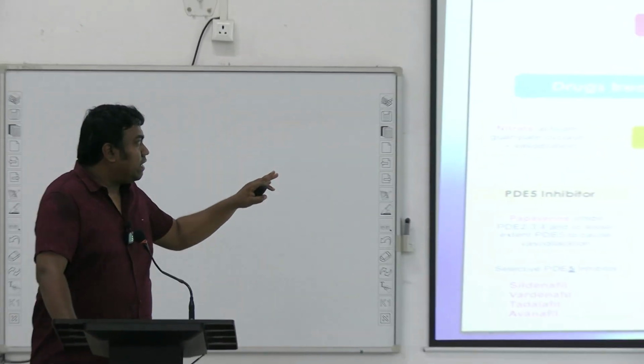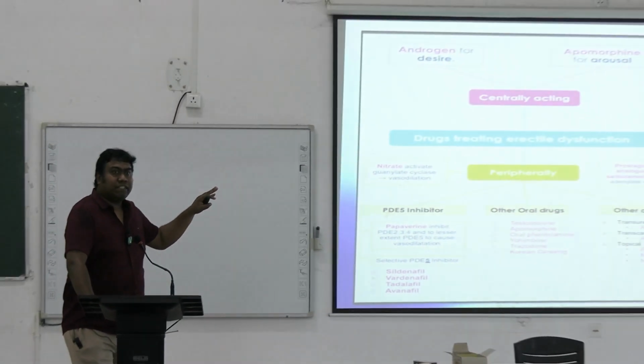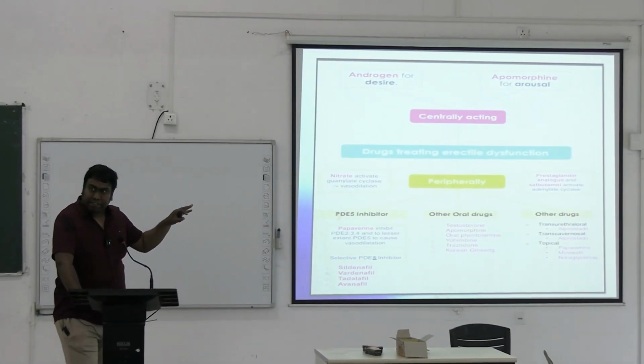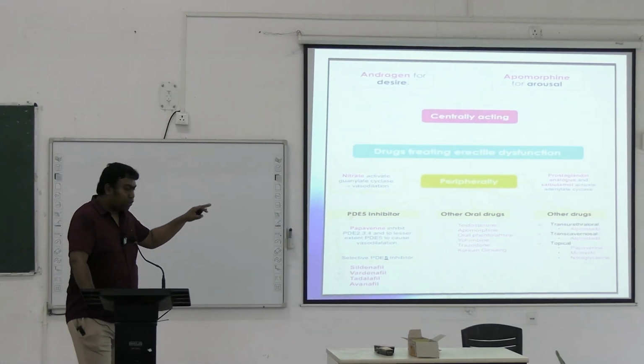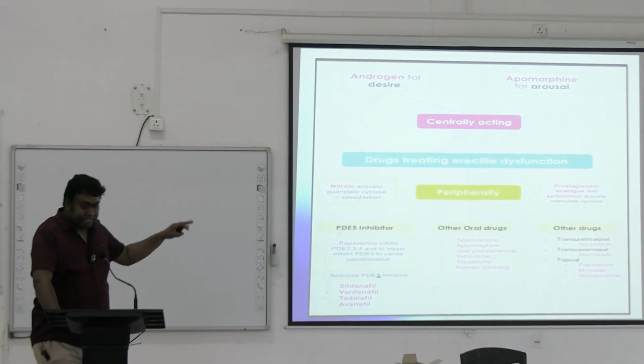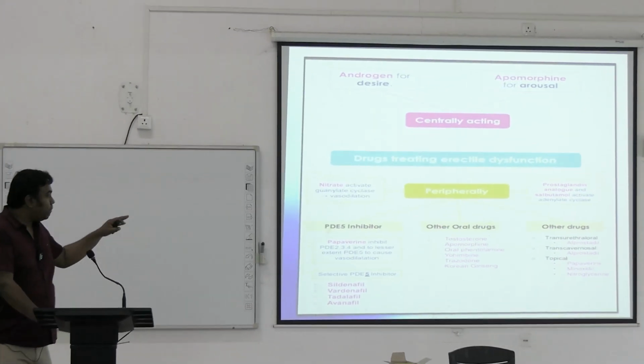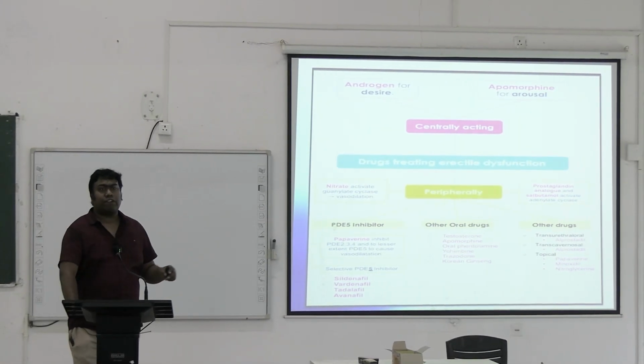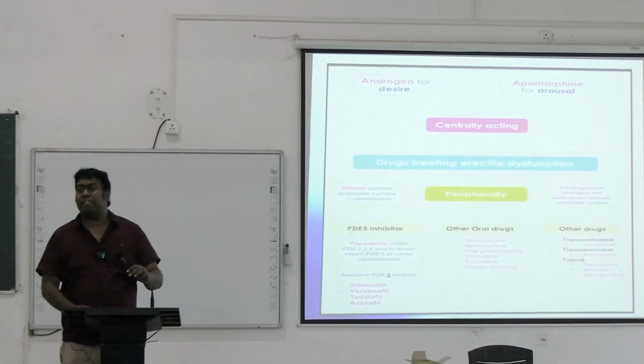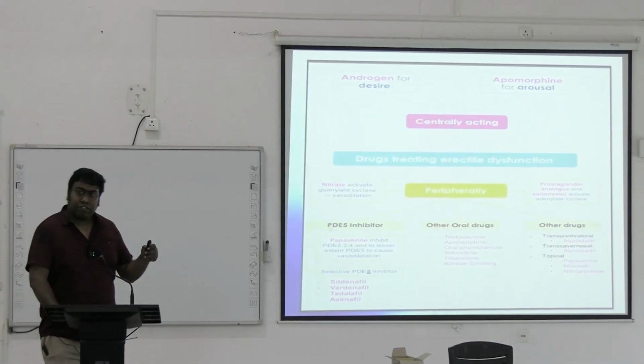Phentolamine. It is yohimbine. Then some locally acting drugs like alprostadil can be given transurethral, by intracavernosal injection, that is local injection, and topical. Some topical drugs like minoxidil and nitroglycerin. Where is minoxidil used? Minoxidil is an arteriolar dilator. That is also a vasodilator.